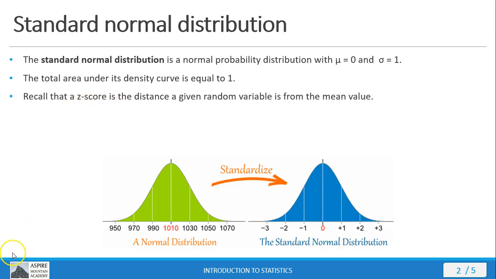And this is one of the features that make the standard normal distribution one of the most useful tools in our statistics toolbox. So if we calculate the z-scores for a normal distribution, then we can actually convert that normal distribution into a standard normal distribution.